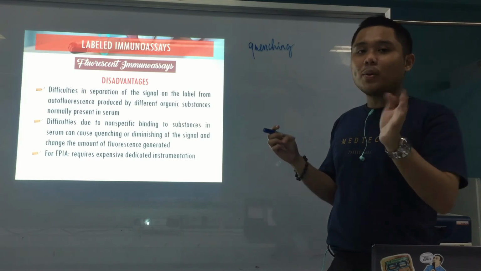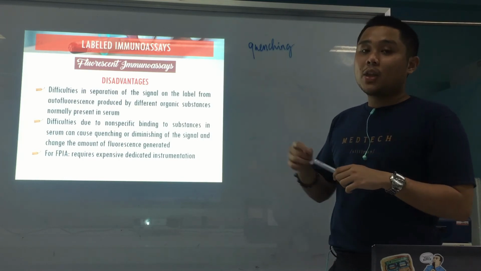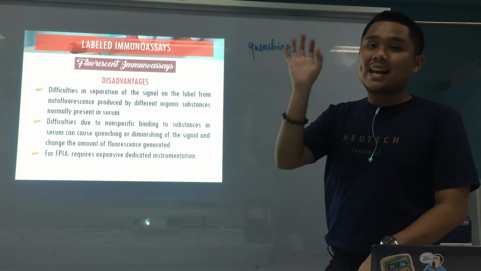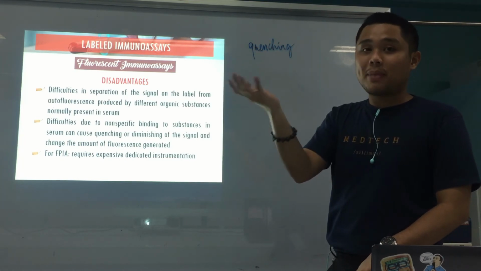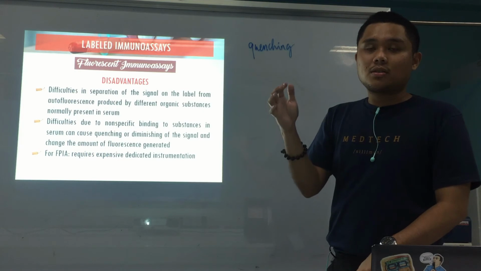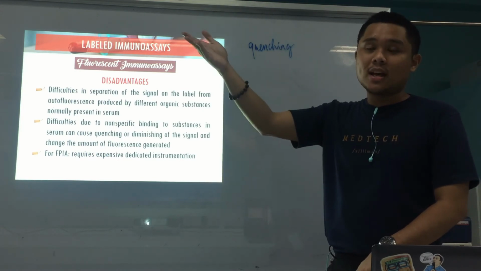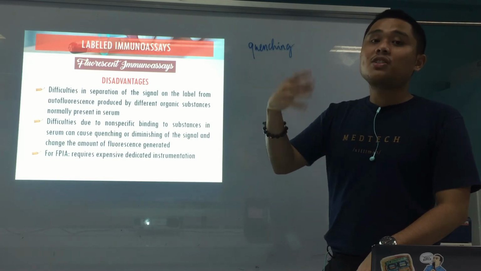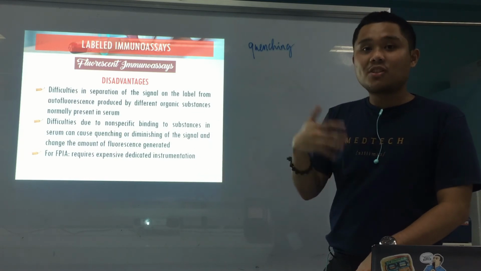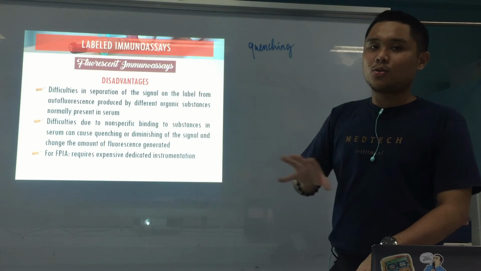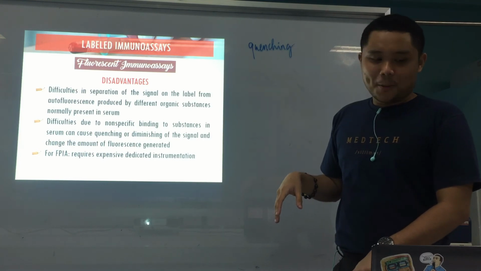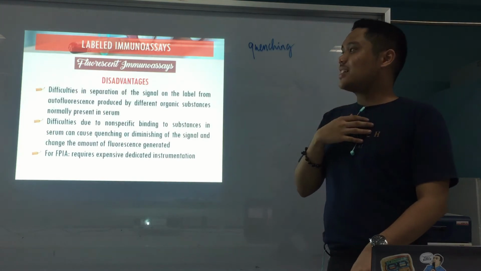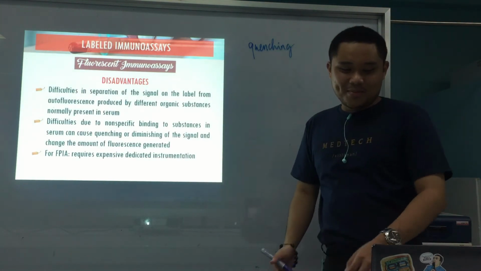For FPIA, always take note that there is a labeled antigen, right, a fluorophore. So that is what will be detected by the light, not necessarily the patient antigen. Because what we're measuring is the labels. And once we measure the labels, it tells you the concentration of your unknown, may it be antigen or antibody. That's the general rule of your labeled immunoassays. So that's for fluorescent immunoassay.